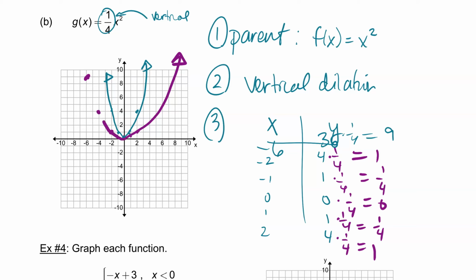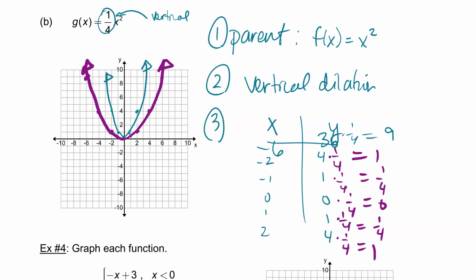But you get what I'm saying. The point of this exercise is what is happening to my transformation versus the parent function. So I drew my exact points. 6, 9. Point is, I'm still getting wider. I'm being vertically compressed.